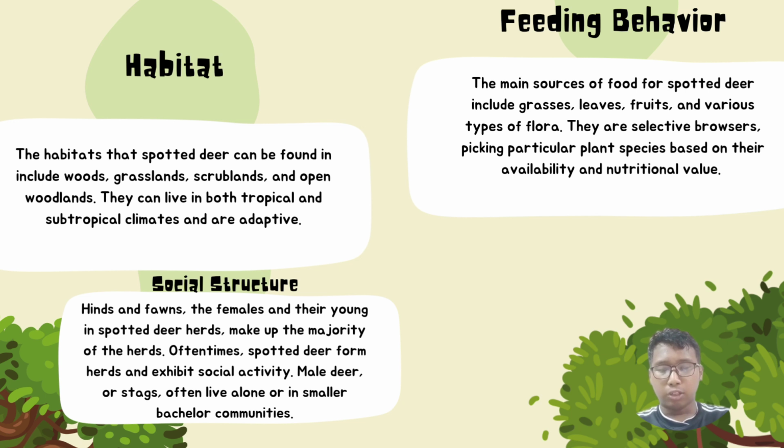In terms of their social structure, the spotted deer exhibit social behaviors and live in herds composed of female deer and youngsters, which are fawns. During mating seasons, the stags will establish territories in order to compete for female deer mating partners. Next, we will move to the feeding behaviors. Spotted deer are herbivore species and consume vegetation, which consists of green grass, leaves, and fruits.